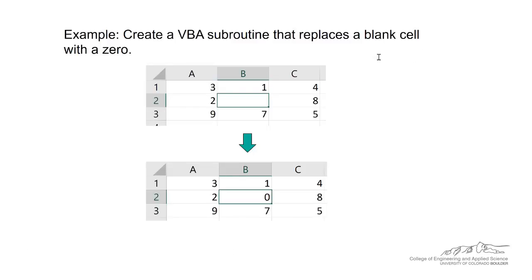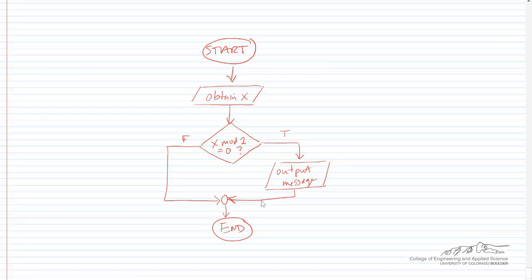Create a VBA subroutine that replaces a blank cell with a 0. So if I have my active cell in a blank cell, it's going to replace it with a 0. The flowchart for this example is going to be very similar to this. It's going to be a one-way if-then. We won't obtain x because we don't need any values to act on, but instead we're just going to go straight into one-way if-then. We're going to check to see if that active cell is blank, and then if it is, we're going to replace it with a 0.